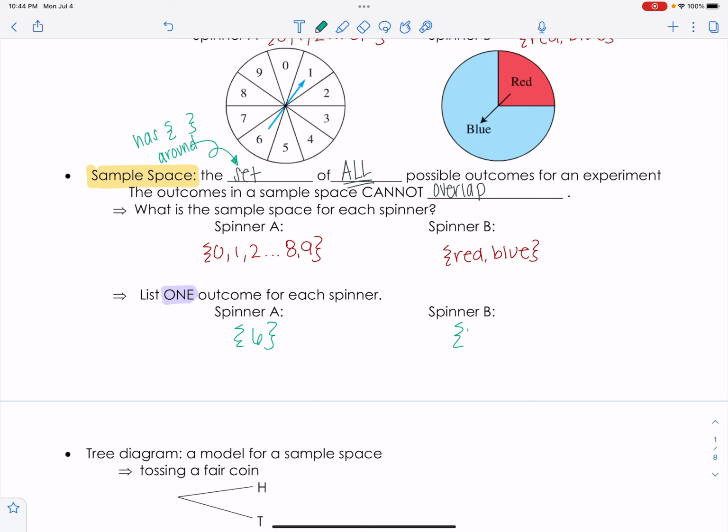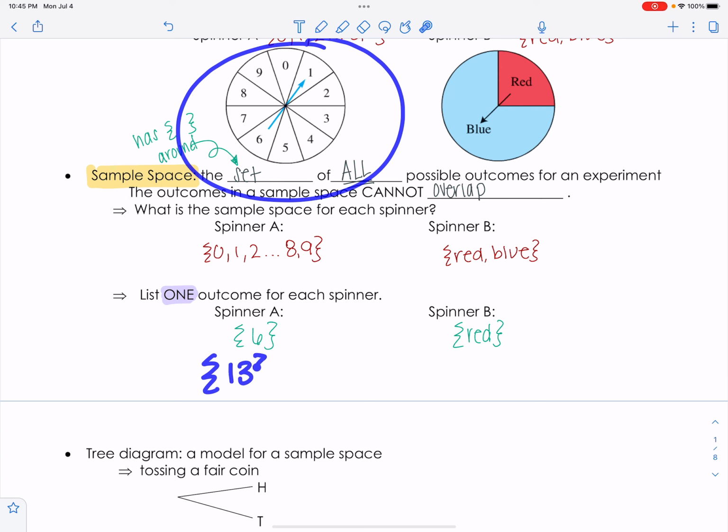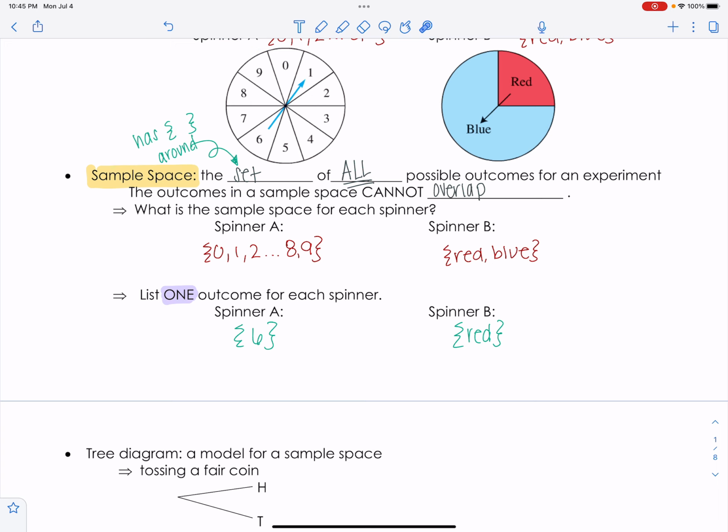However, you could pick either red or blue. And so I'm just going to pick red because it only asks for one possible outcome. One thing I could not put on my spinner on the left, I could not say that an outcome for that is 13, because there's no way that my spinner could land on a 13. It is not an outcome.